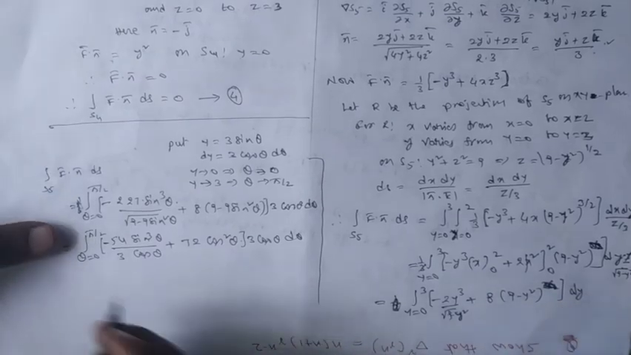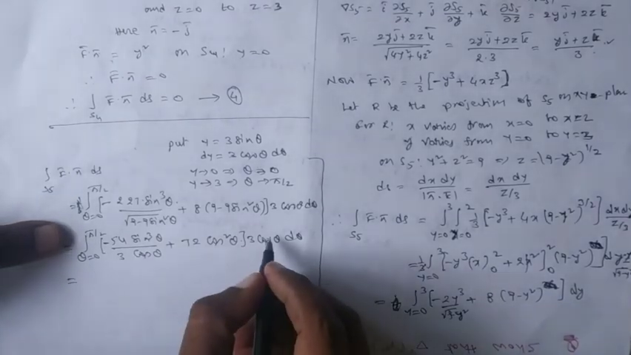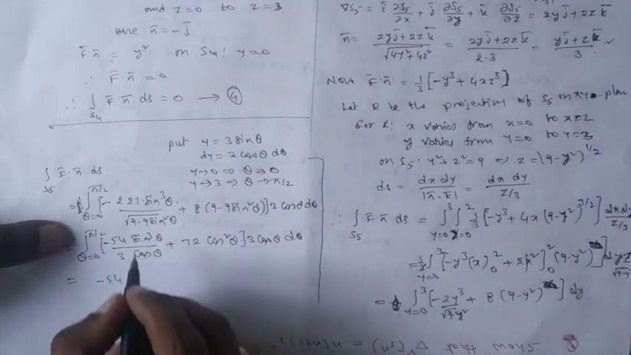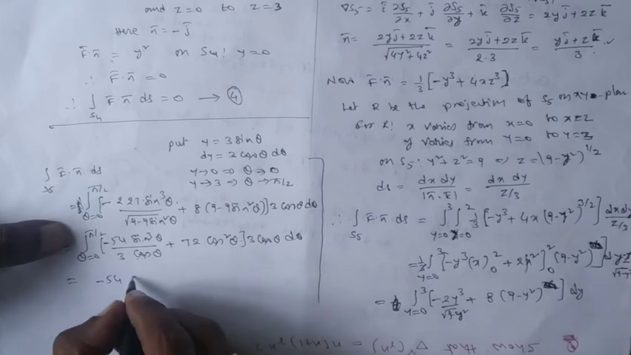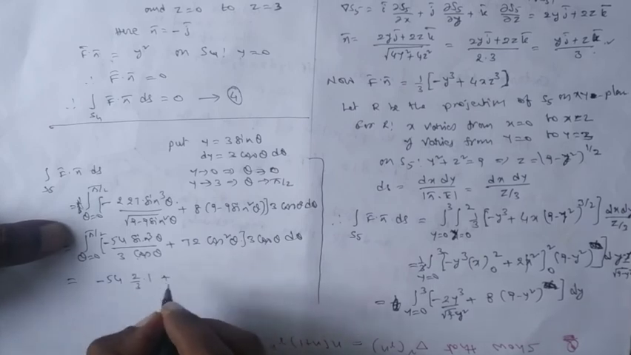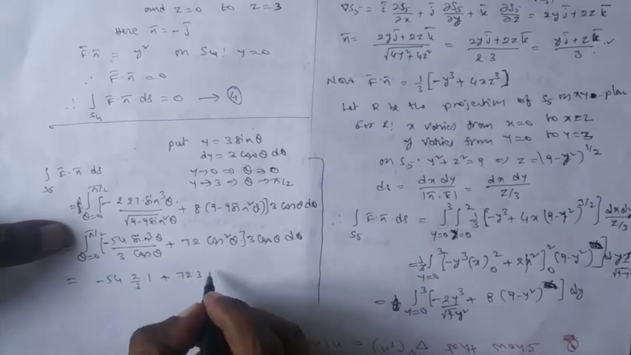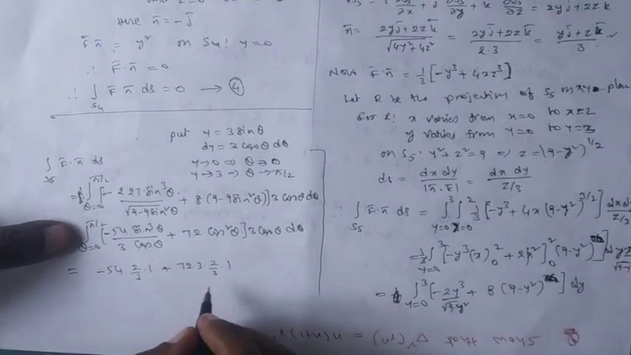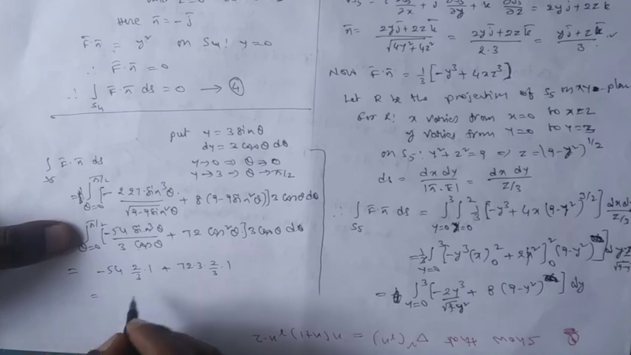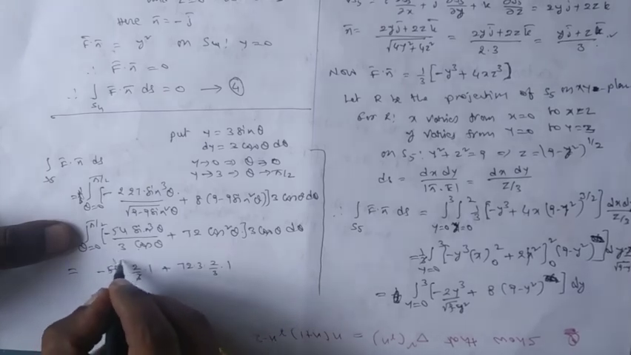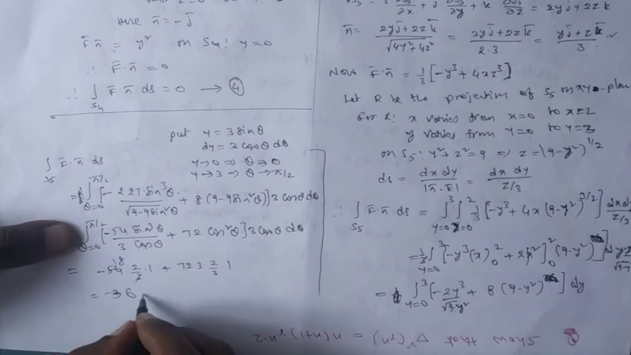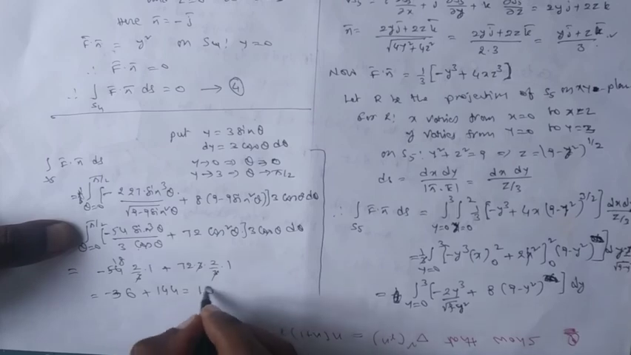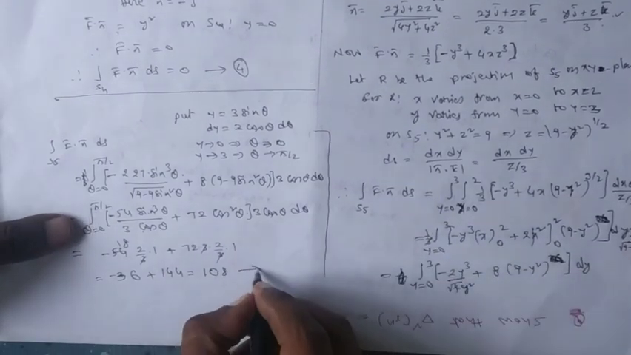Yes. If you simplify it further, this 3 cos theta will cancel here, and we have minus 54 times the integral of sin cube theta, which is 2 by 3 into 1, plus 72 times the integral of cos cube theta, which is 2 by 3 into 1. On simplifying, the 3 will cancel, so it is minus 36 and plus 144. So I think it is 108. Therefore this is our fifth one.